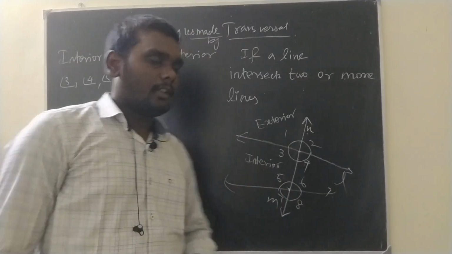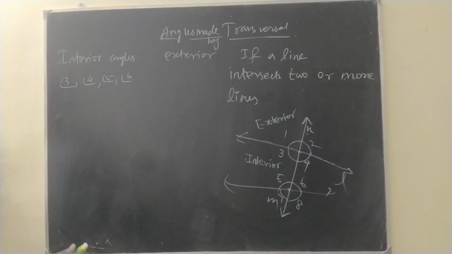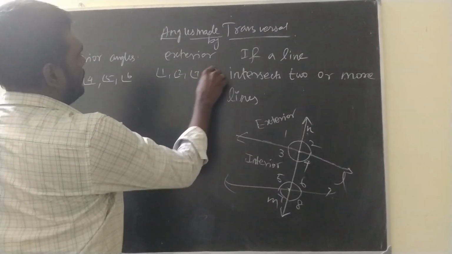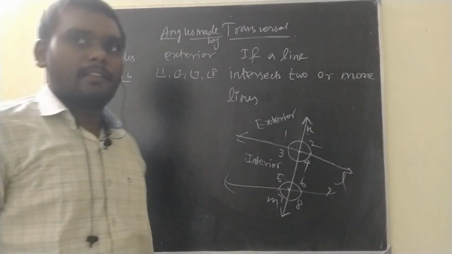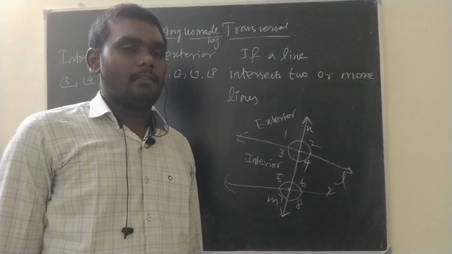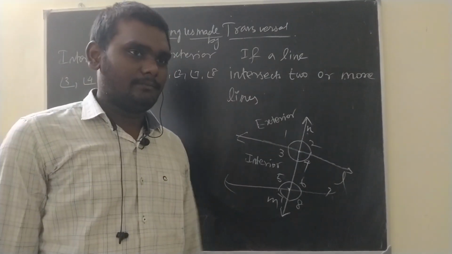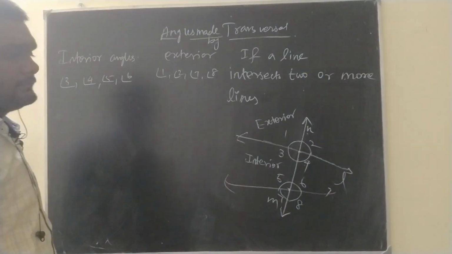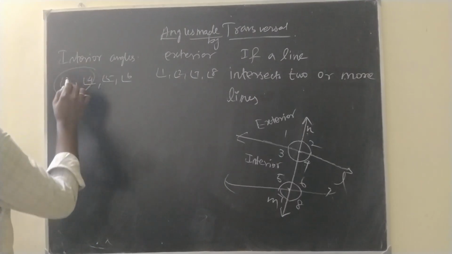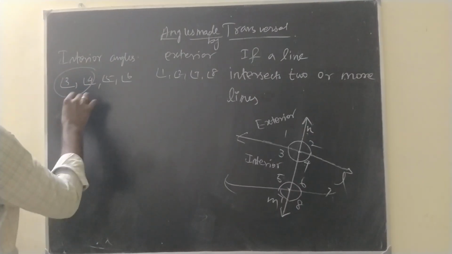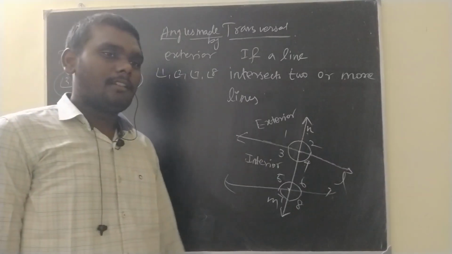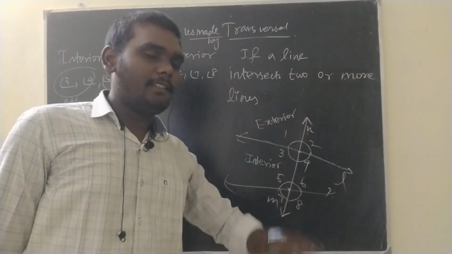Now exterior angles, what do you think? What would be called exterior angles? 1, 2, 7, 8. Okay, we classified interior, exterior. In that, which are adjacent? Among these 3, 4, 5, 6, these 3, 4 and 5, 6 are adjacent. Then we can say these are interior adjacent angles.